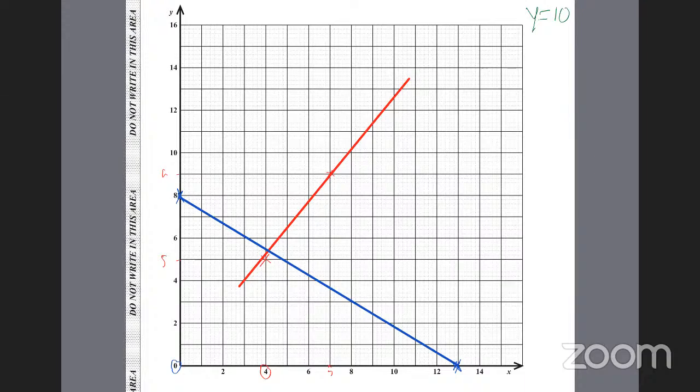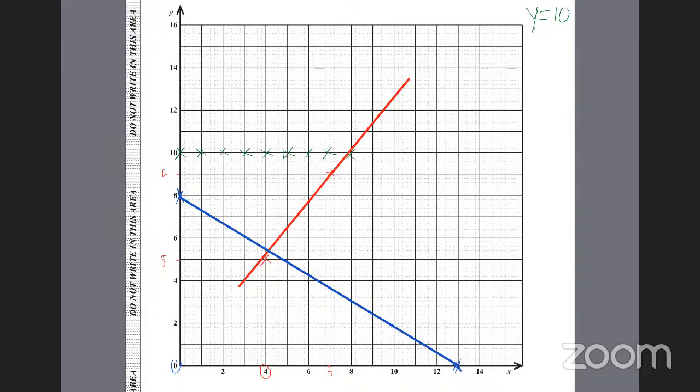So y is equal to 10 is here. It's anywhere along this line. You'll recognize every single one of those points I drew there. Y is 10, the y value is 10. The x value will change, but the y value is always 10. You'll recognize that? So y equal to 10 has to look like this.